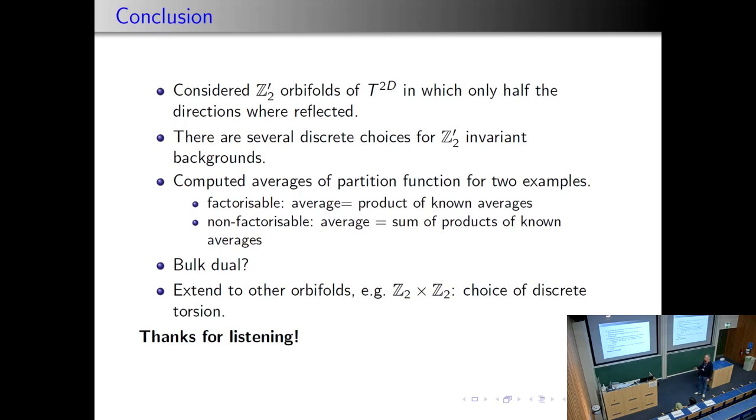So for the non-factorizable case, we could take the average, but we don't know how to construct a bulk dual, so we don't know whether it exists. So whether it is a useful ensemble in this context, that we cannot say at the moment.